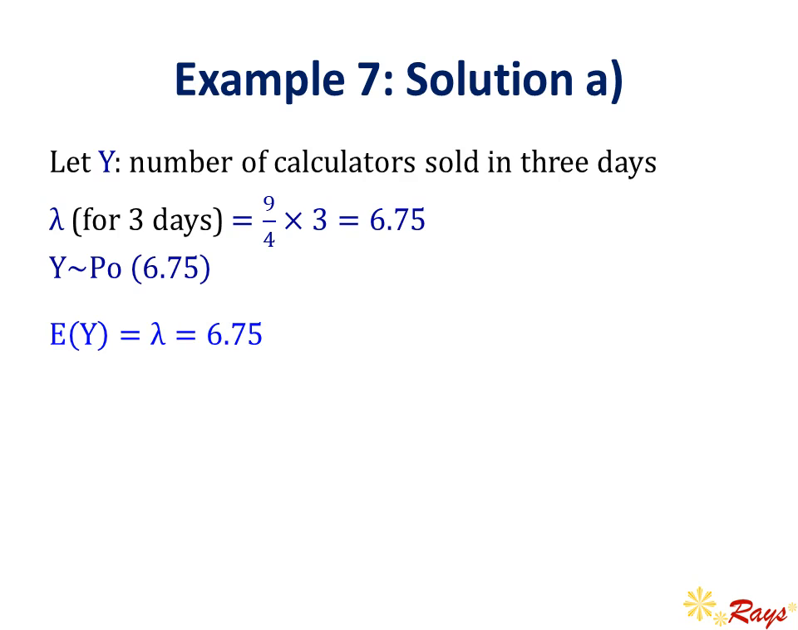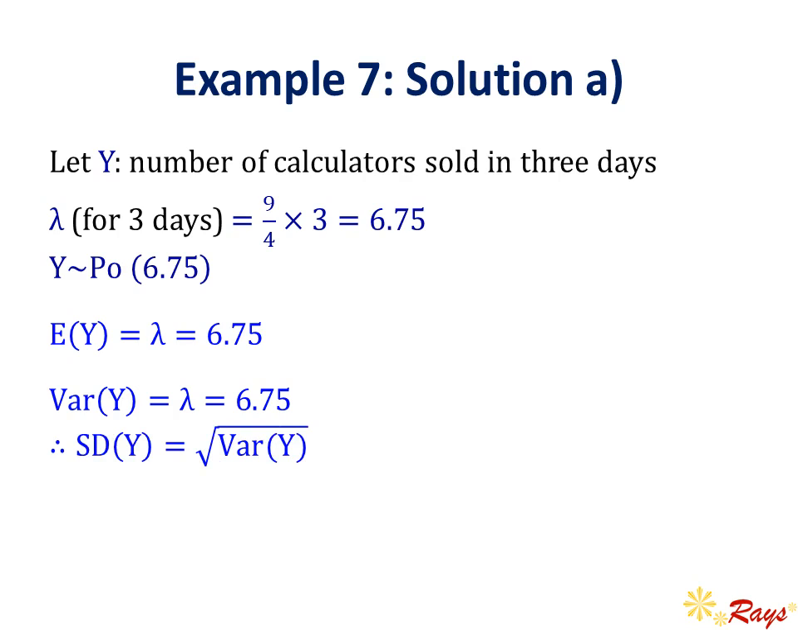So to find expectation of Y, remember the formula of expectation. Expectation is equal to lambda. Therefore, expectation of Y is equal to 6.75. To find standard deviation, first we need to find the variance of Y. And remember, the formula to find variance of Y is also equal to lambda. Therefore, standard deviation of Y is equal to the square root of variance of Y, and the answer is 2.598.